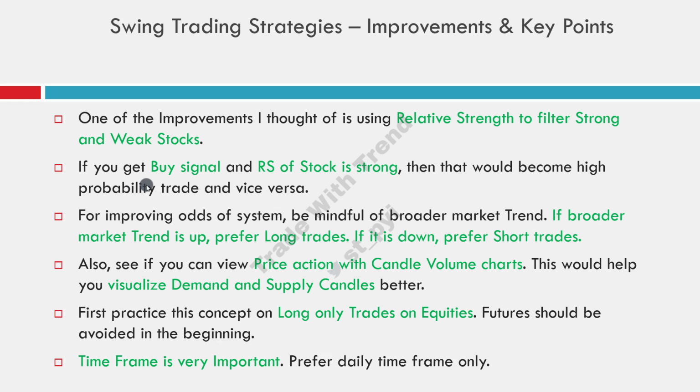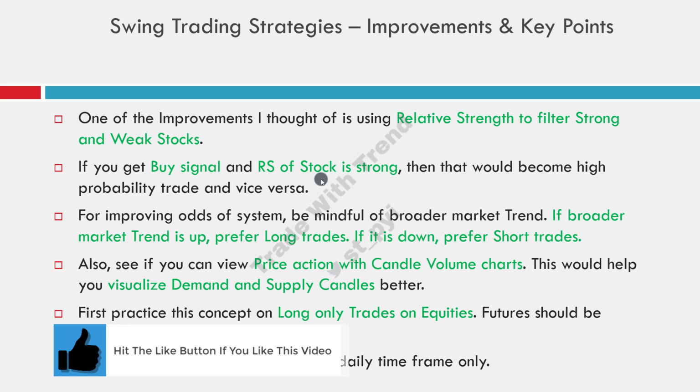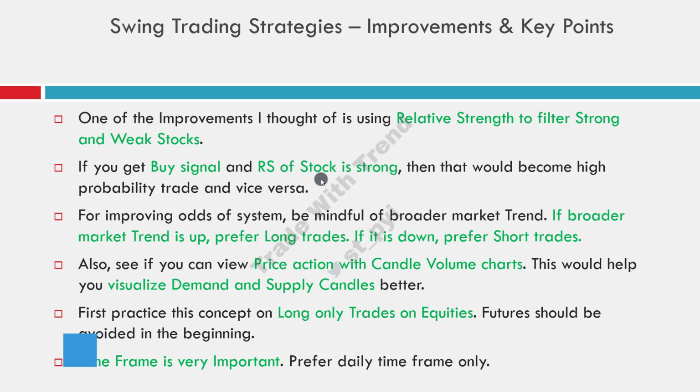So one of the improvements I thought of was using relative strength to filter strong and weak stocks. So if you get a buy signal and relative strength of that stock is strong, then that would become a high probability trade and vice versa. Now I have made a 3-part series on relative strength. Those of you who don't know about comparative relative strength should check out these videos.